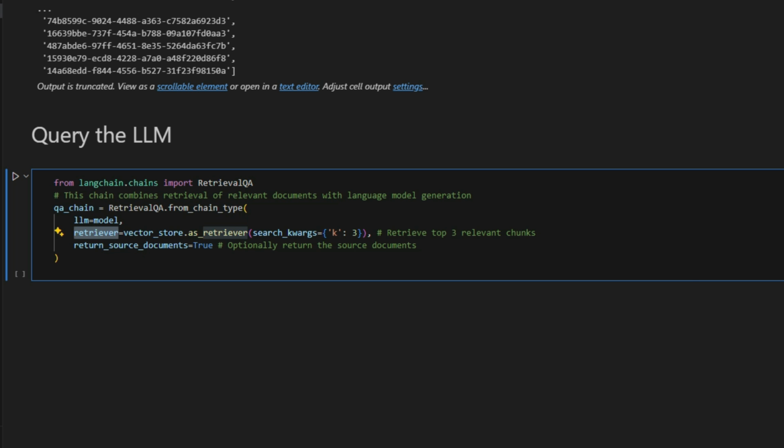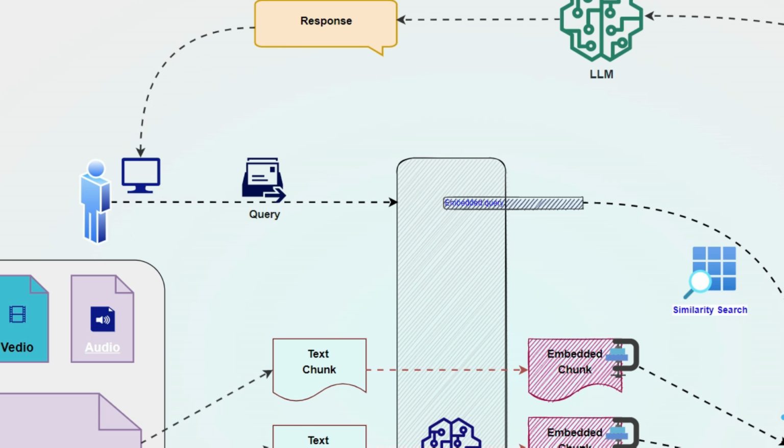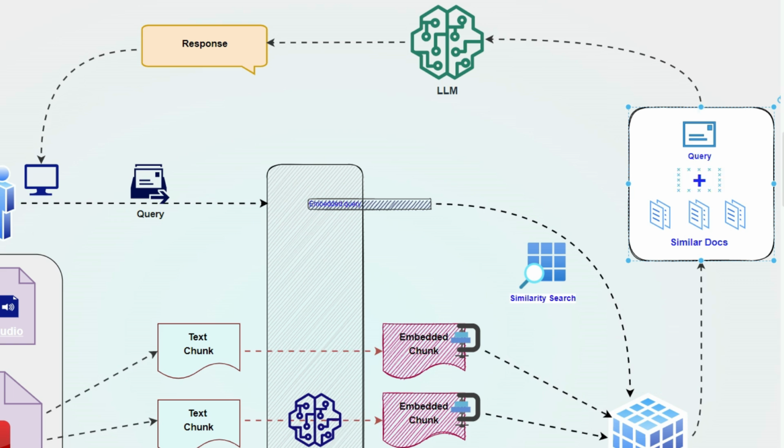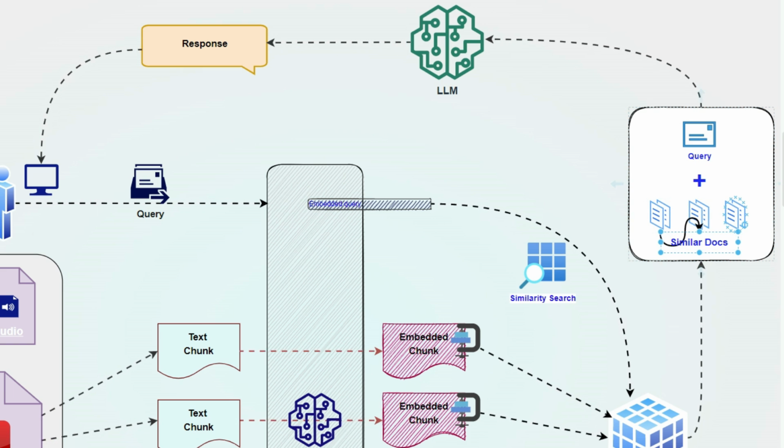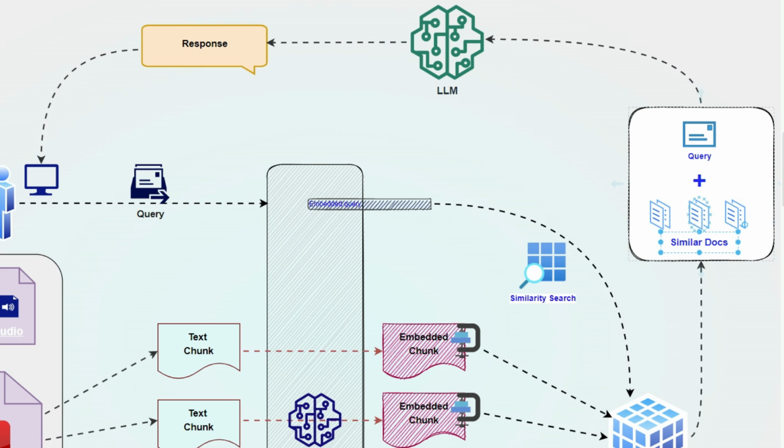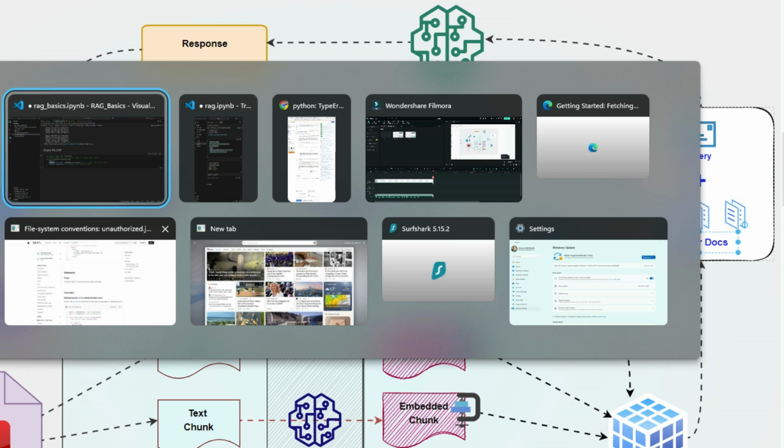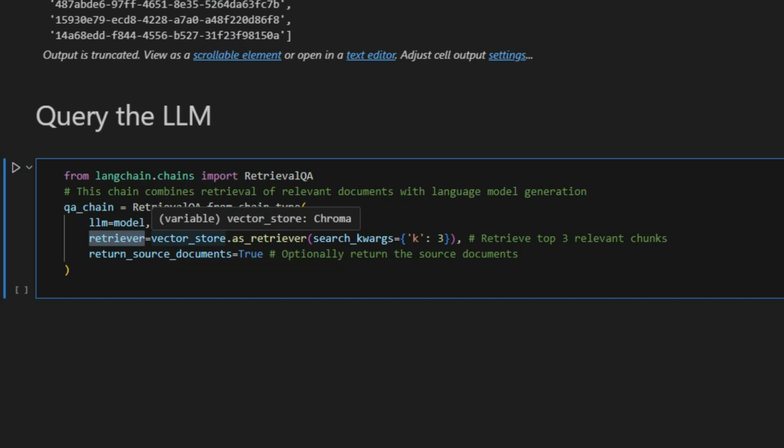If you look here, along with the query, we have picked the similar documents. These similar documents will be fetched with this command, vector store as retriever, search kwargs k equals 3. This is going to give you the relevant 3 chunks back to the LLM. And then optionally we can return the source. That's what I'm doing here. So just execute this and we can invoke this chain now.